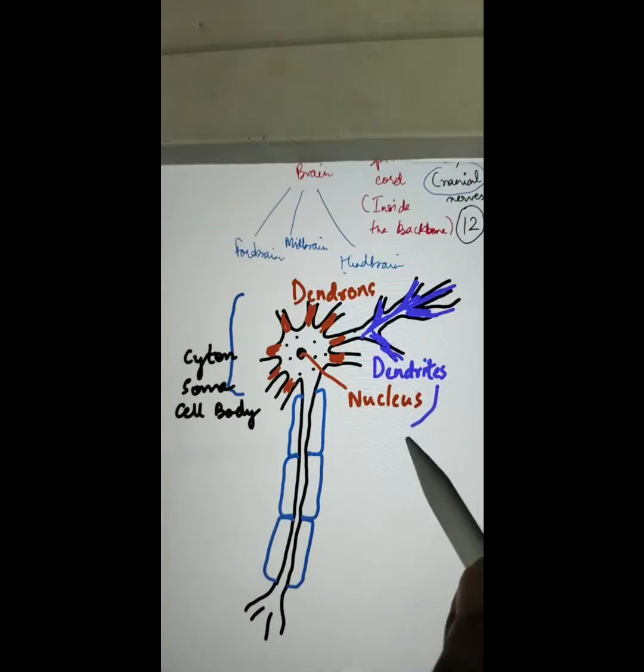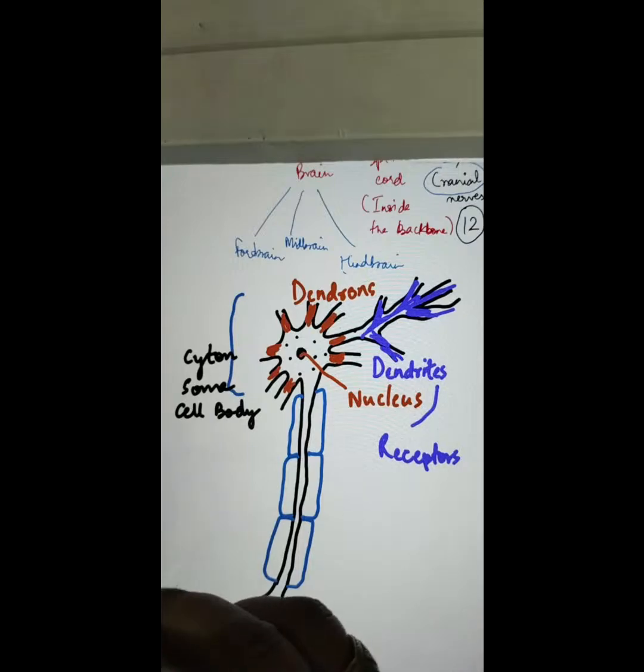The other name of dendrites is receptors. So these are the receptors which are resting in your sense organs, and they help in picking up the information from outside. So they help in picking up the information exactly from the stimulus.